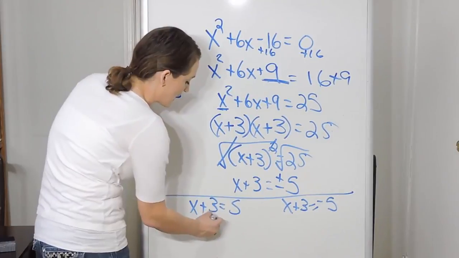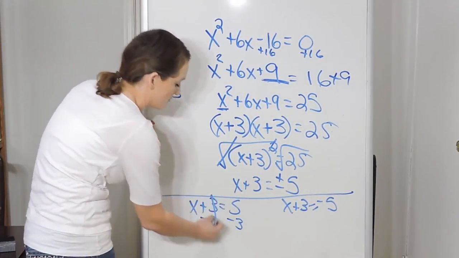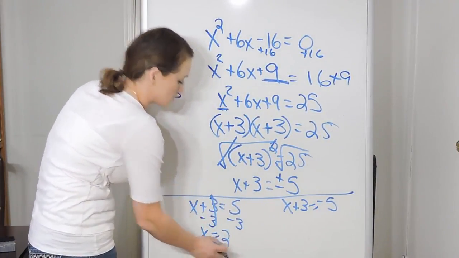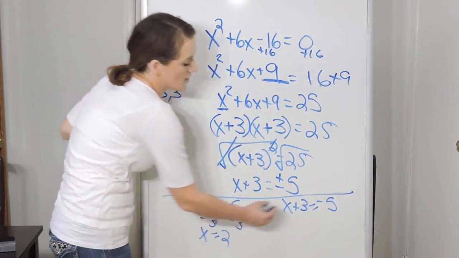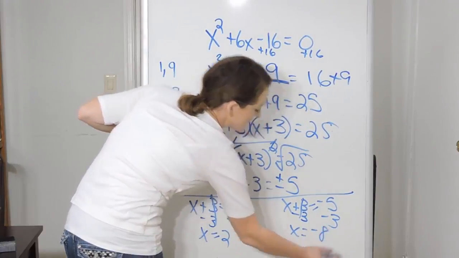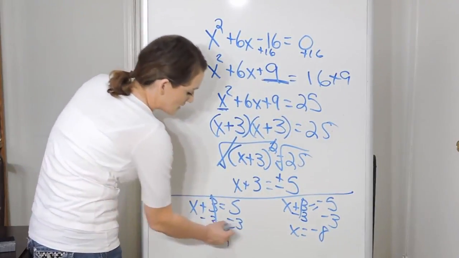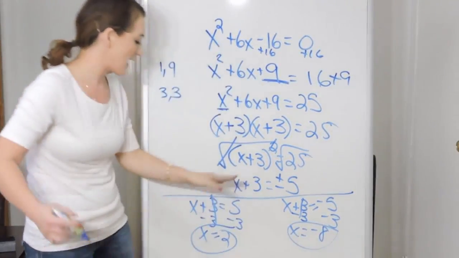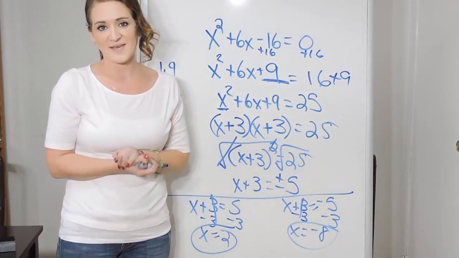For the equation on the left, all we have to do is subtract 3 on both sides, and x is equal to 2. For the equation on the right, again, just subtract 3 on both sides, and x is equal to -8. So my two solutions are 2 and -8.